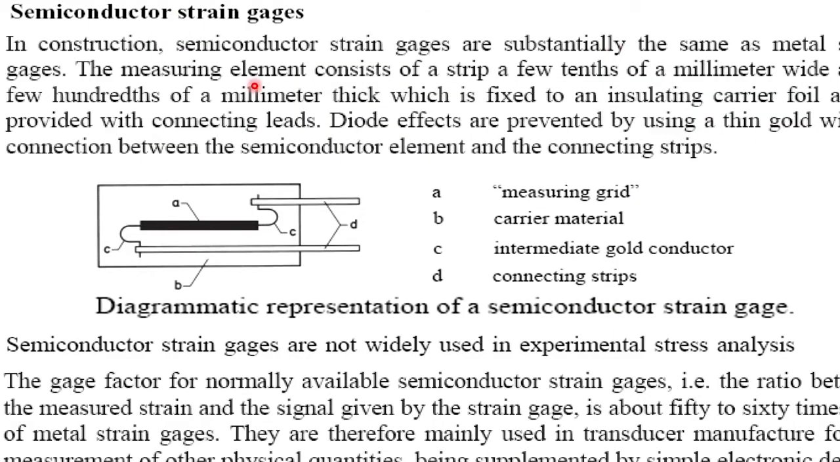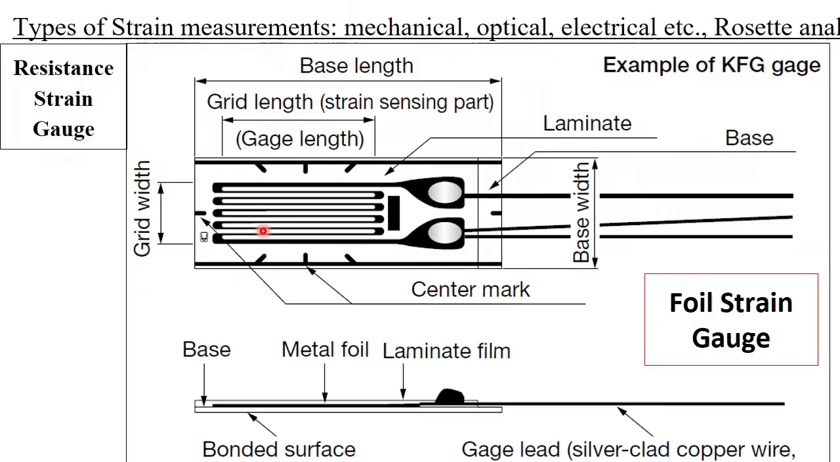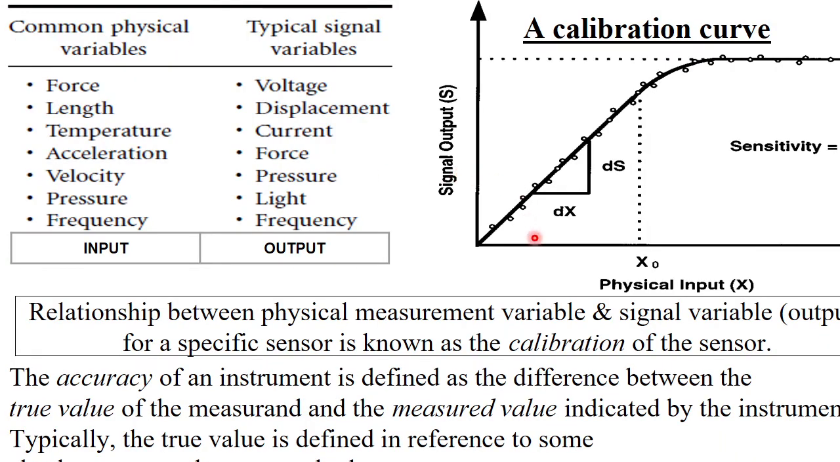Then there is the semiconductor type, where between these two connecting strips we have a semiconductor device. This is not much in use, and the semiconductor strain gauge is not widely used in experimental stress analysis. Actually, they are used for special purposes because they have very high sensitivity. What is sensitivity? That part we have already discussed, right?